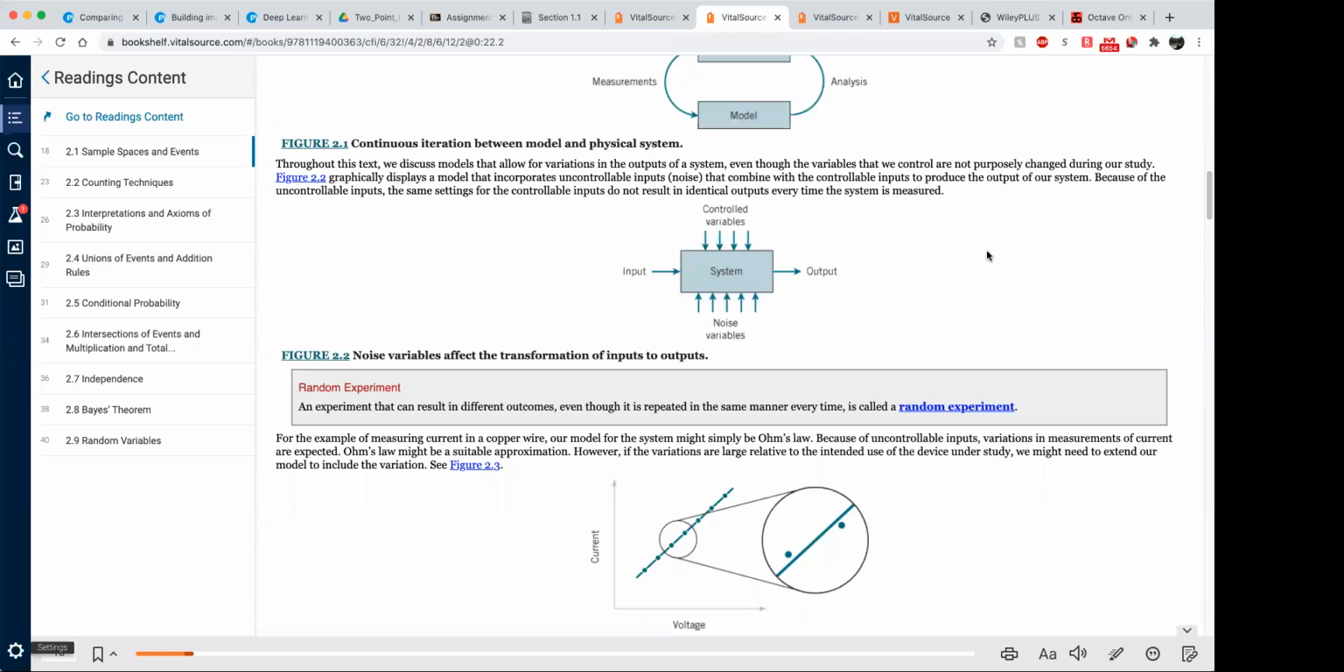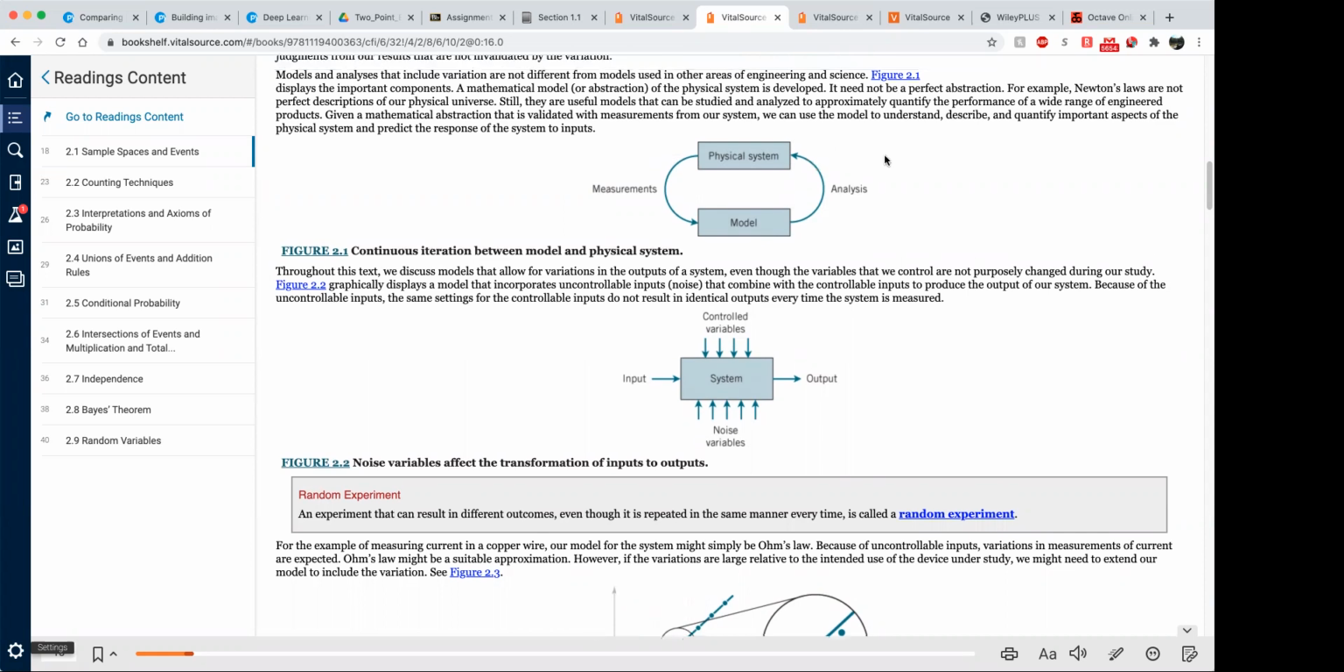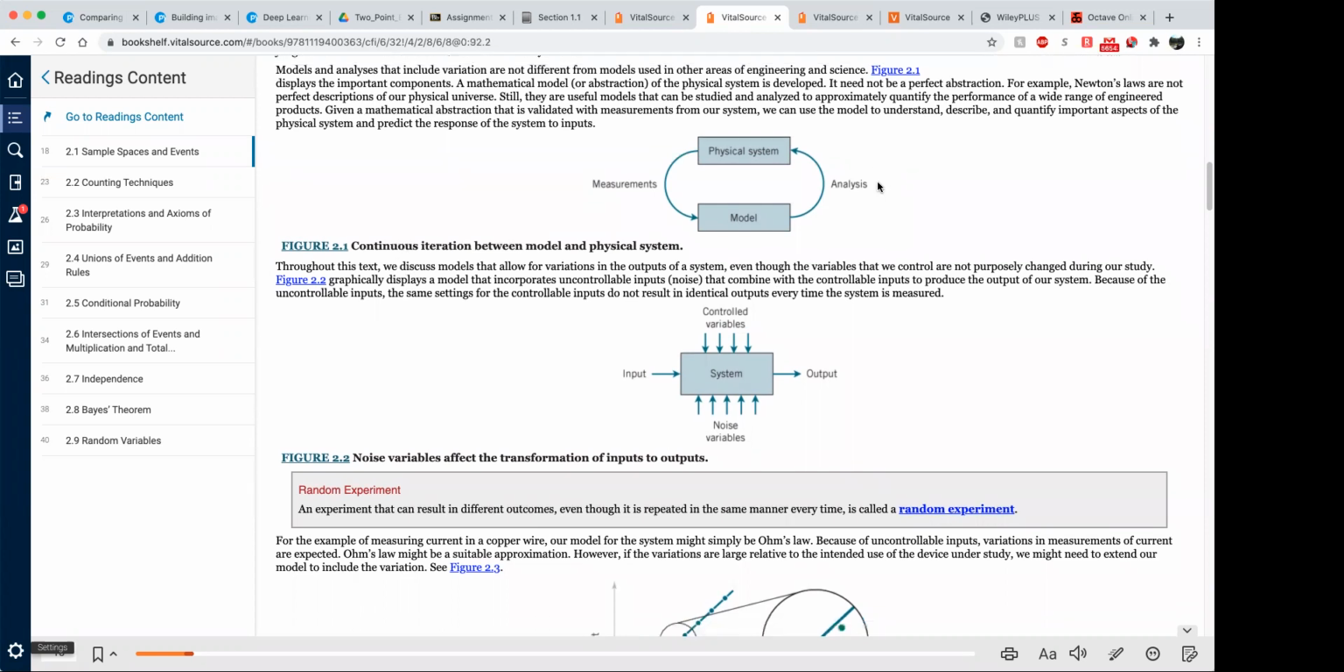In this video, I'm going to cover sections 2.1, 2.2, and 2.3. In sections 2.1 through 2.3, we're going to learn the basic terminologies used in probability and statistics, understand them, and then see the examples. We just go through the textbook to figure that out.